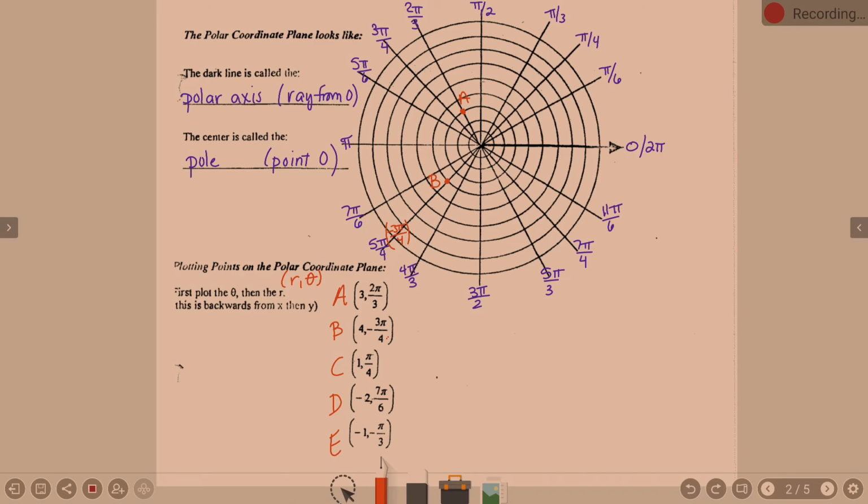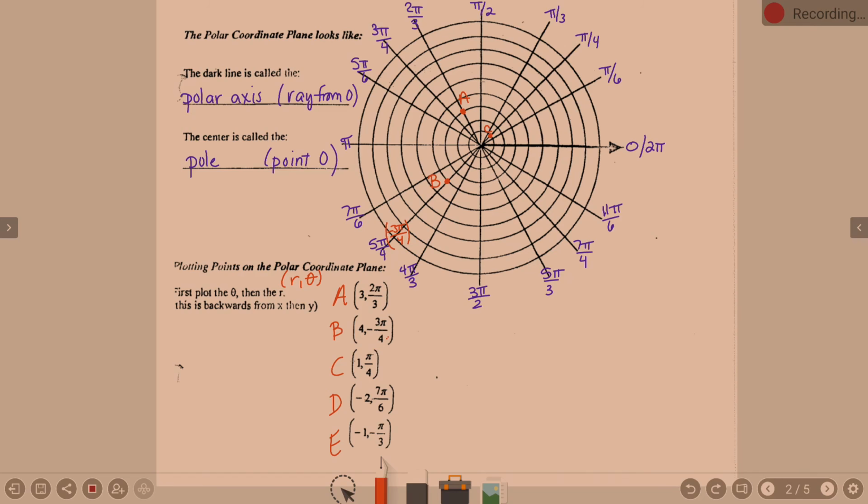Okay, so a negative theta just means you go backwards around the unit circle. You go down instead of up. Okay, C, 1 comma pi over 4. Pi over 4 right there. Okay, pi over 4 in the first quadrant. 1 circle out, and in that very tiny spot, yes? That's going to be my C.